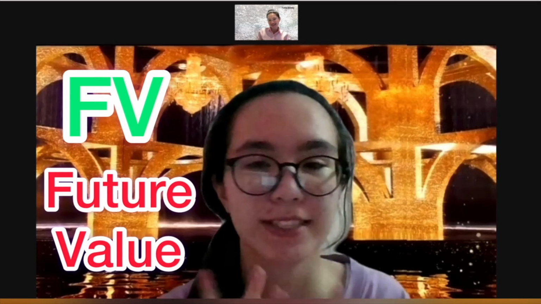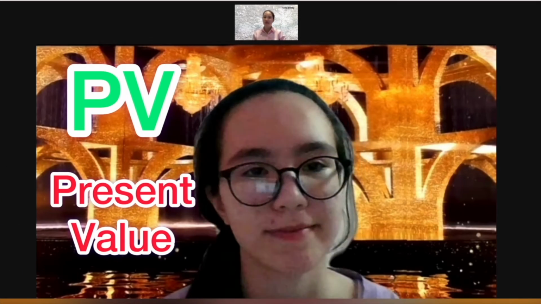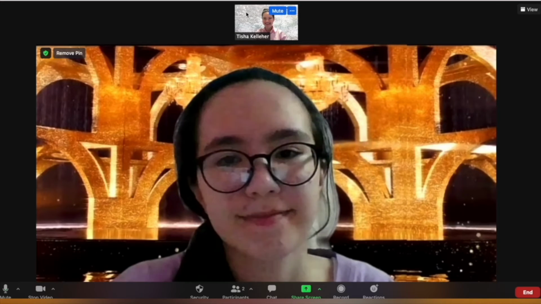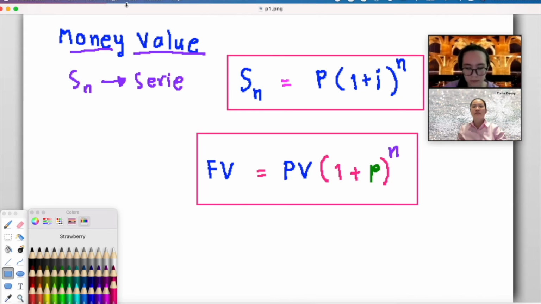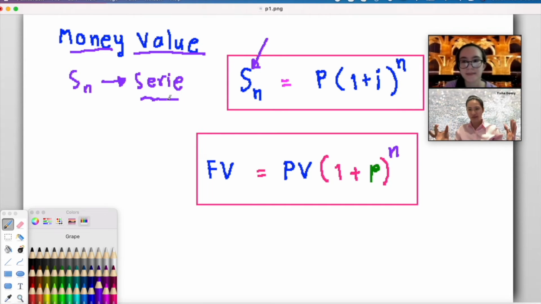Yes, future value and present value. Yeah, very good. Are you ready? Yes. Okay, everyone, let's go together. Okay, everyone, and this one is the formula. You will say, oh, why do some books use SN? Because SN comes from the word series, yes. But they adapt it to this formula about money value. So I would like you to focus on this formula.